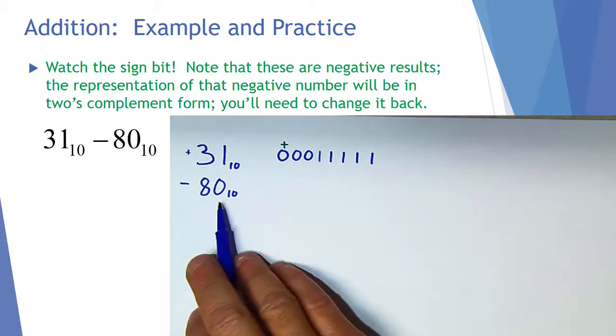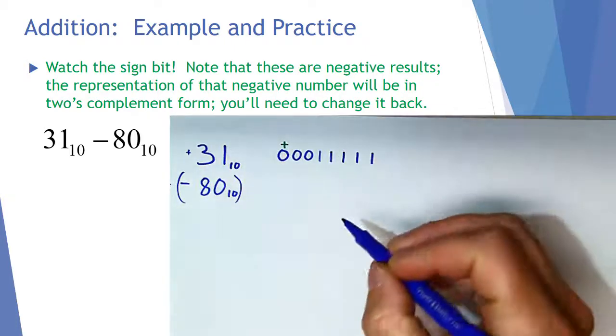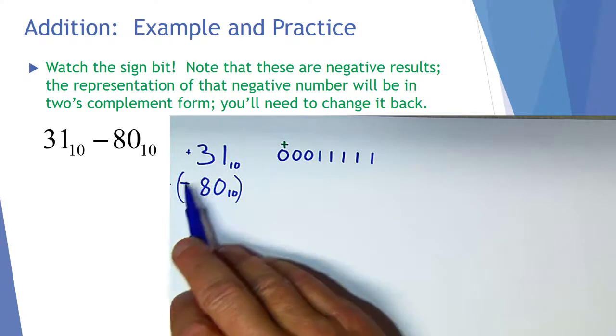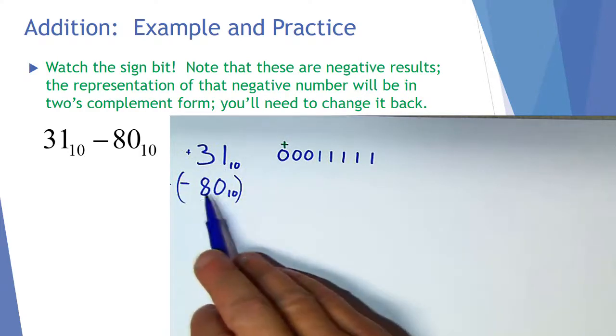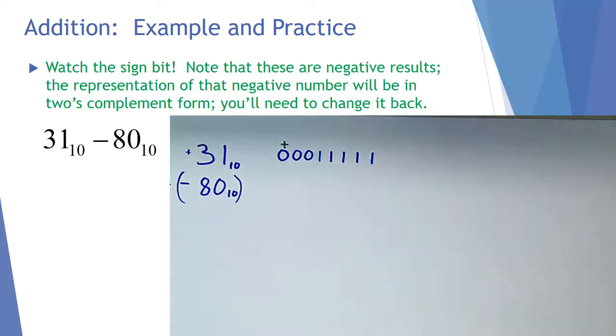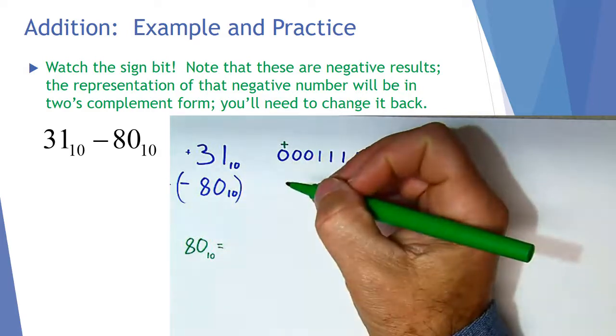Now subtracting 80, remember that's really just the same as adding a -80, and that's the key. So we can only add, that's the only operation we have. If we want to subtract 80, we have to add a -80. What's -80? Well, I don't know, but we can figure that out. We have to start by finding out what the representation of 80 is.